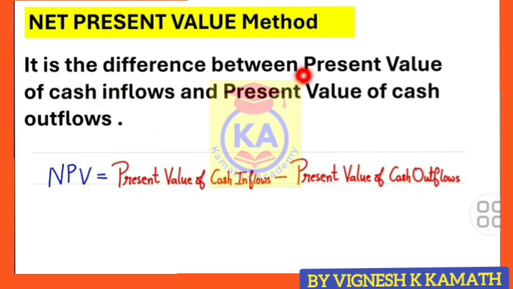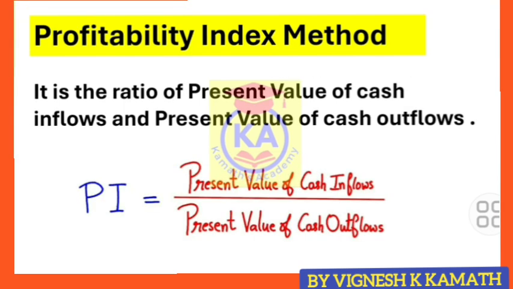It is the difference between present value of cash inflows and present value of cash outflows. Look at the meaning of this and look at the formula. Both are similar. NPV is equal to present value of cash inflows minus present value of cash outflows. So this is the meaning and the formula for the NPV method. After looking at both the methods, we will be solving problems simultaneously.